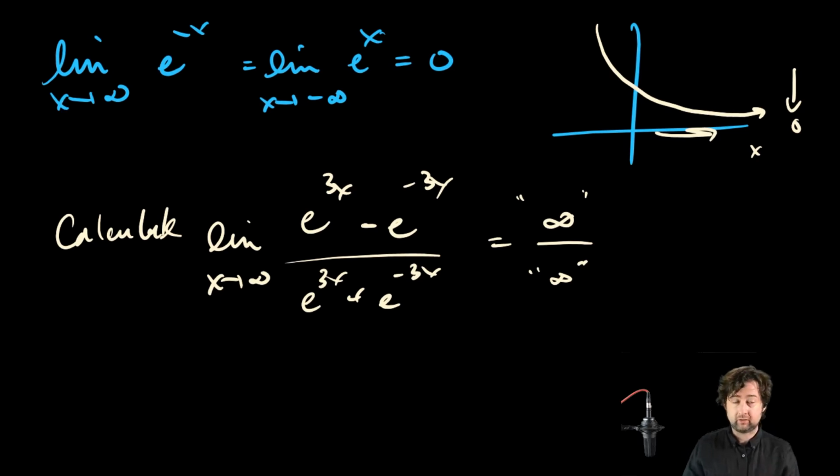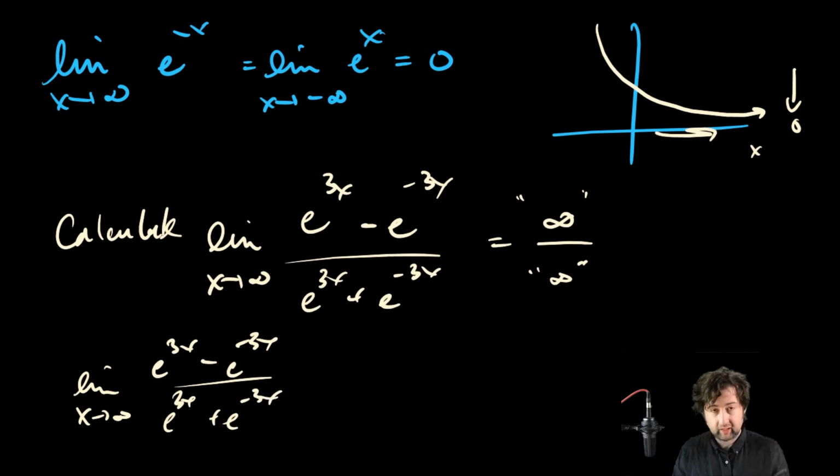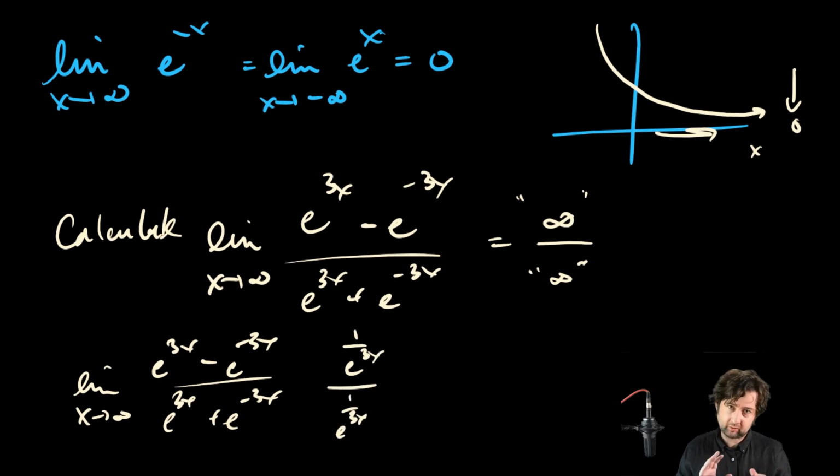So instead, the strategy is going to be to use algebra. What we're going to do is try to divide the top and bottom by the largest power of e that we see. I'm going to take the limit as x goes to infinity of (e to the 3x minus e to the minus 3x) over (e to the 3x plus e to the minus 3x), and I'm going to multiply the top and bottom by 1 over e to the 3x. So this is a standard trick when you're computing these sort of rational limits. You would have learned this well before you ever learned L'Hopital's rule.